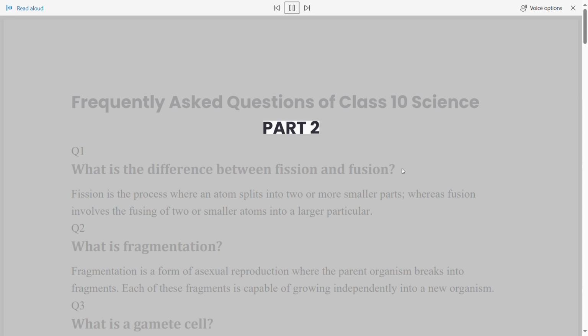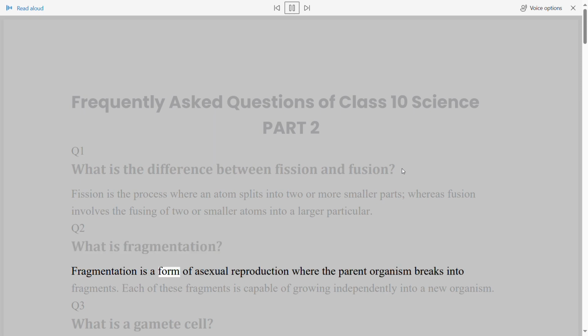Part 2. Q1. What is the difference between fission and fusion? Fission is the process where an atom splits into two or more smaller parts, whereas fusion involves the fusing of two or more smaller atoms into a larger particle. Q2. What is fragmentation?